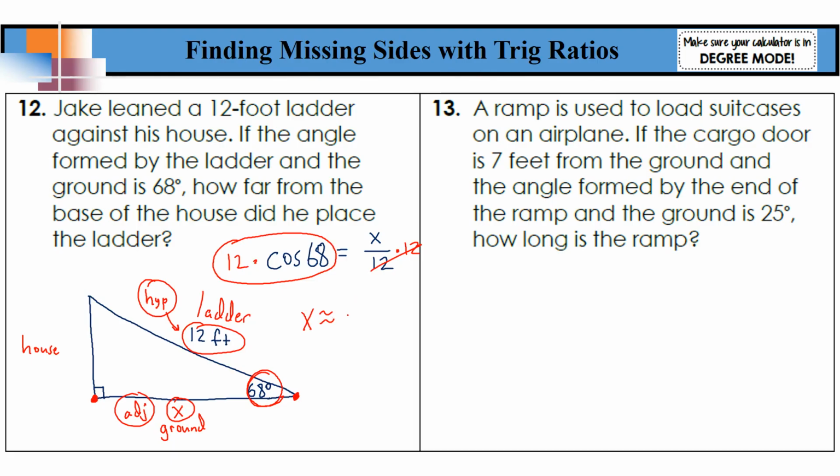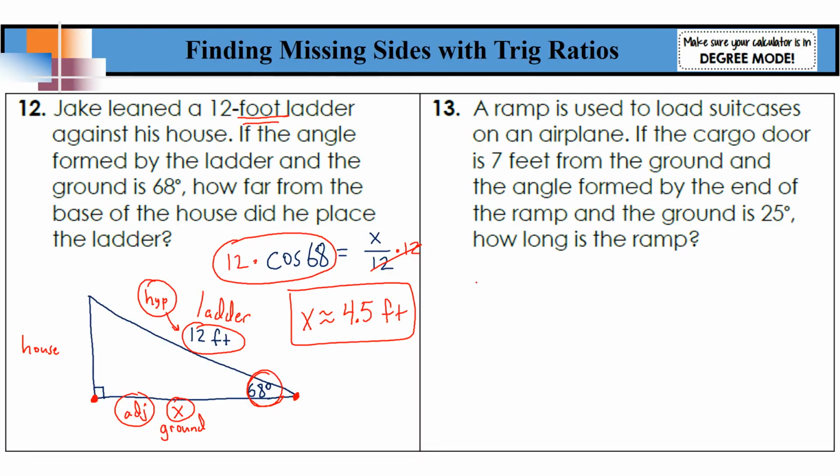All right, when we round to the nearest tenth, we should get roughly 4.5. But remember, in the context of a real-world problem, we have units. 4.5 what? 4.5 feet. So the distance from the base of the house to the base of the ladder is 4.5 feet.